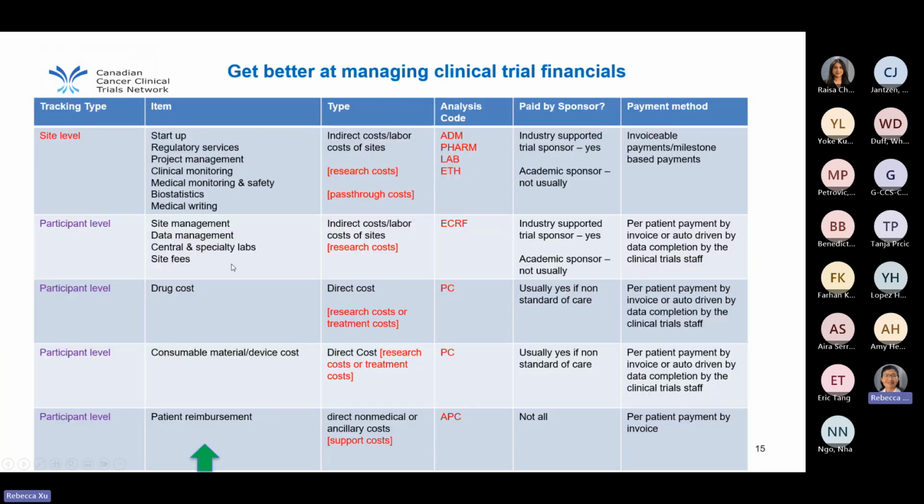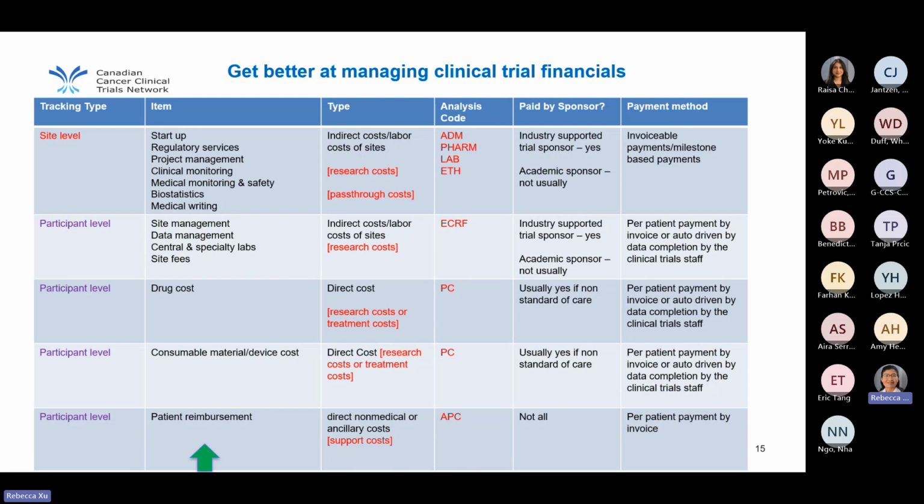So based on those 2 files that you receive from the sponsor, the analysis using the table is that on the site level you have the startup, the project management and all kinds of procedures, and at participant level, their drug costs, site management, consumables and patient reimbursement. And then some are standard of care, some are non-standard of care, some need to pass through, and some do not pass through. For the analysis code, you can group them based on how you work with those costs.